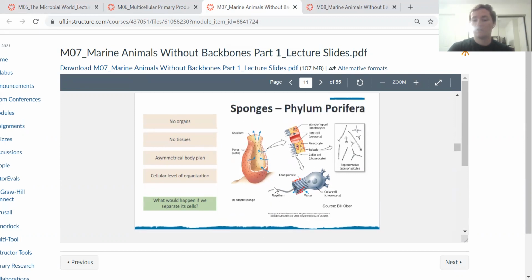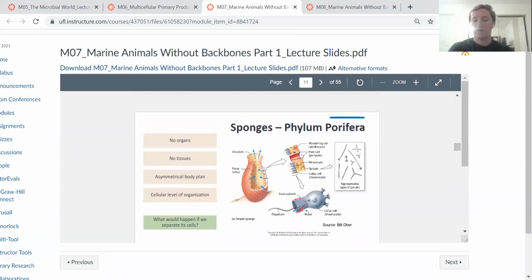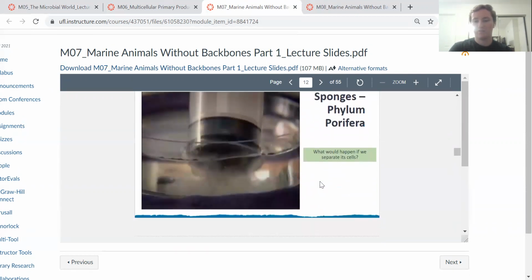That'll be a very good start for what to know about the sponges in phylum Porifera. The flagellum is also important for food movement. So I'd also know about the flagellum and the choanocyte. If you can do that, you will be set for sponges pretty much.